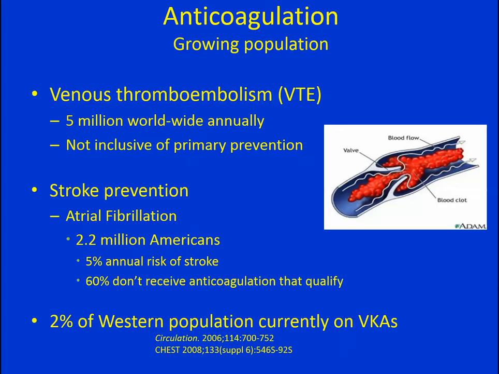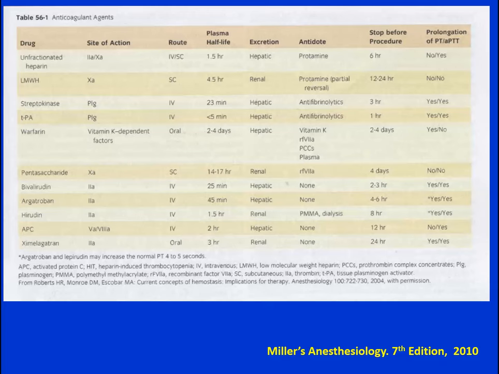This is from Miller's textbook of 5 years ago, showing the various anticoagulant agents, their route of administration, plasma half-life, and antidotes, and how long before a procedure discontinuing is recommended. We'll go into this in a little more detail.